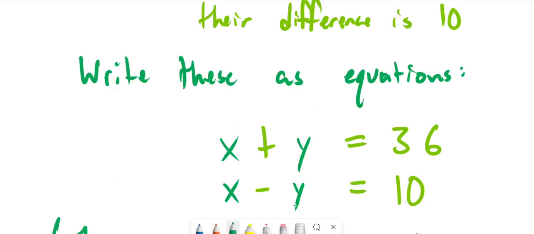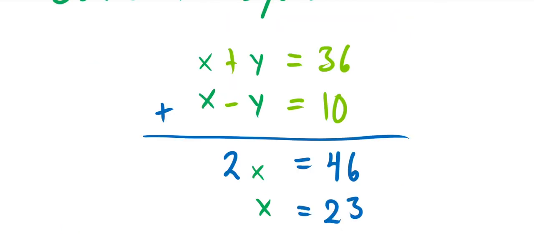Well, the sum of those two numbers is given as 36, so we add them. Sum means add, difference is subtraction. The difference of those two numbers is 10. So here I've encoded those two as facts. Notice that there are two unknowns and two equations. So now we want to go ahead and solve this system.